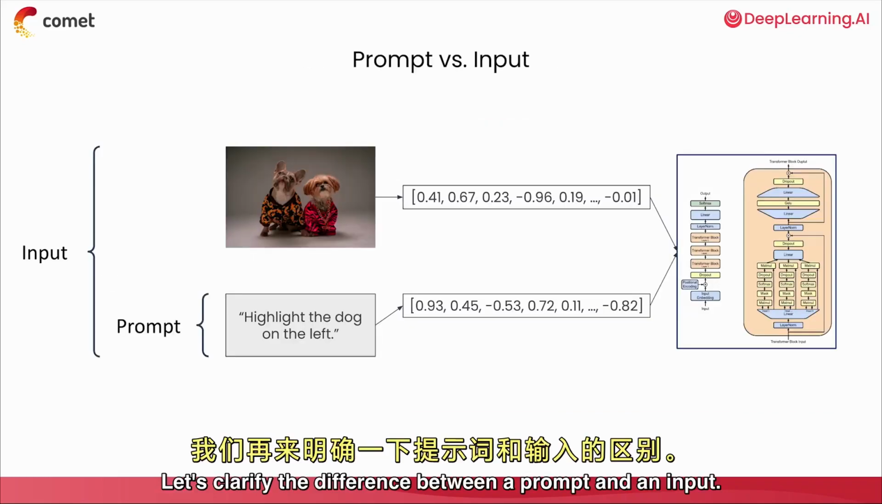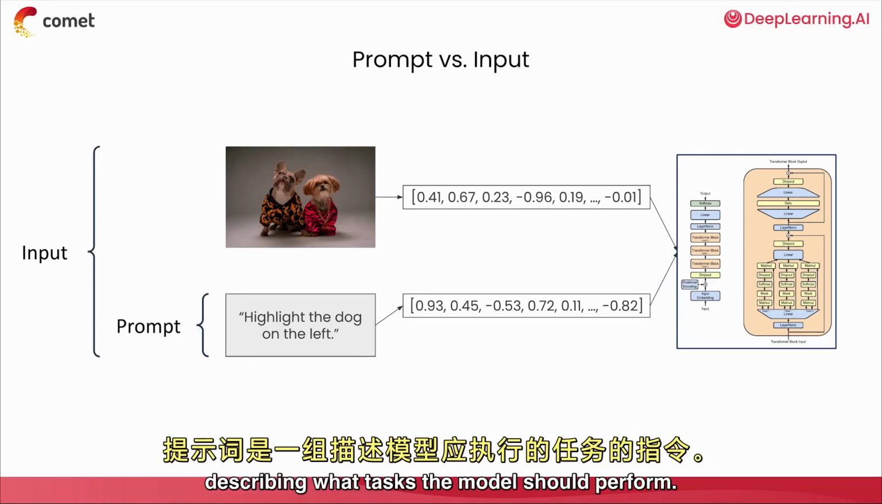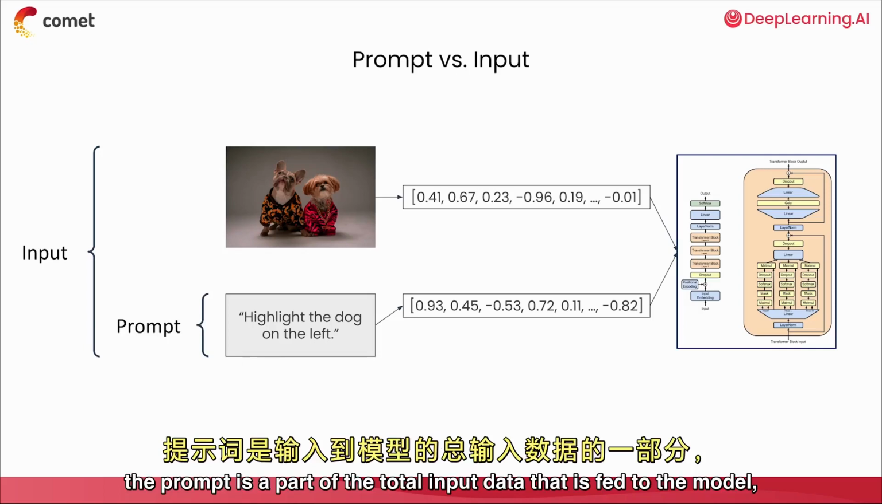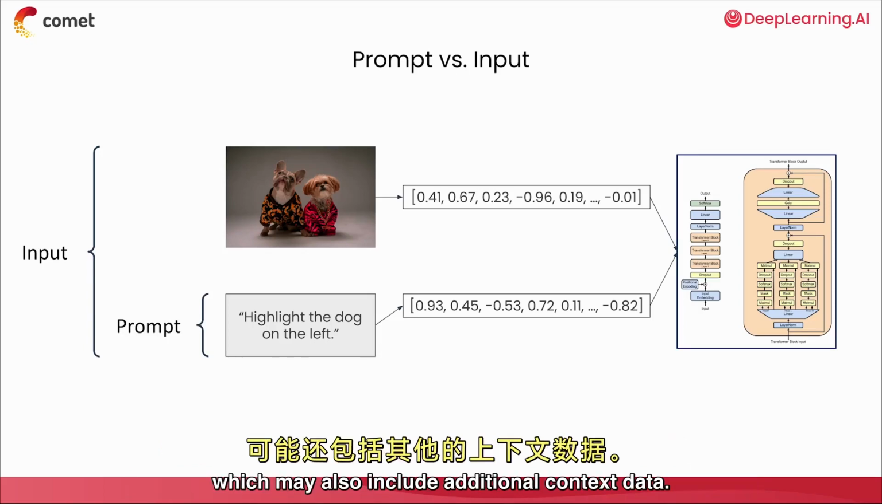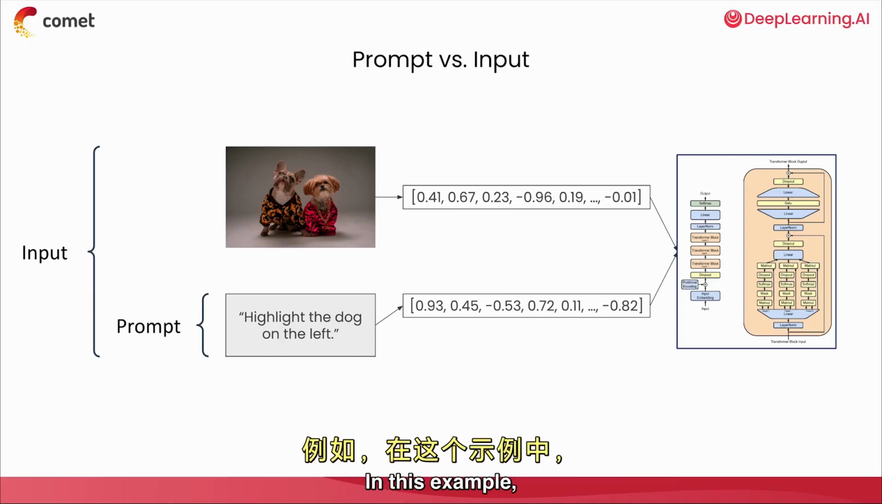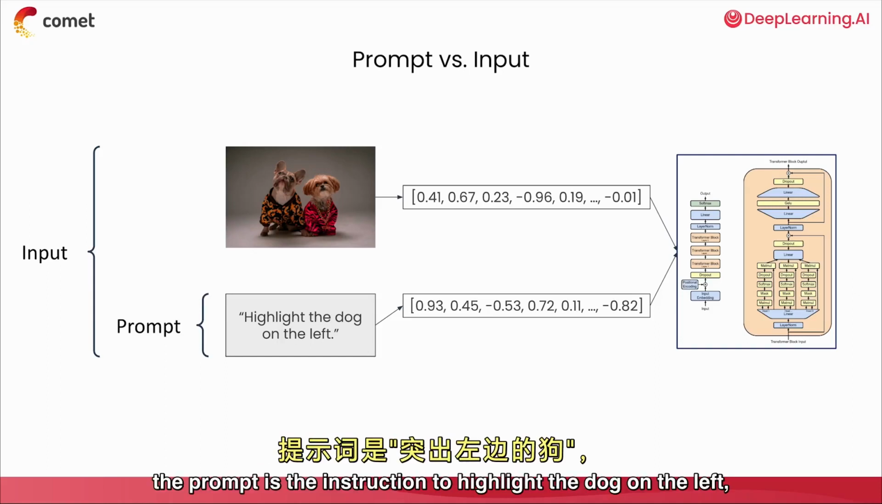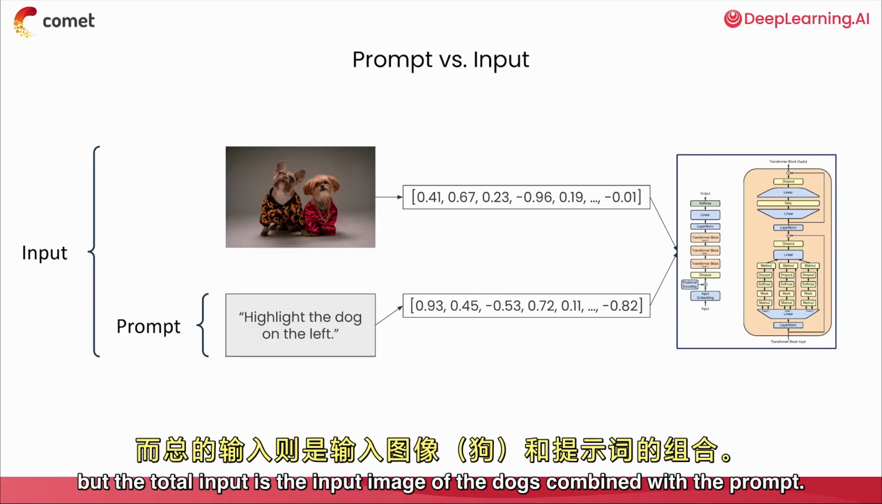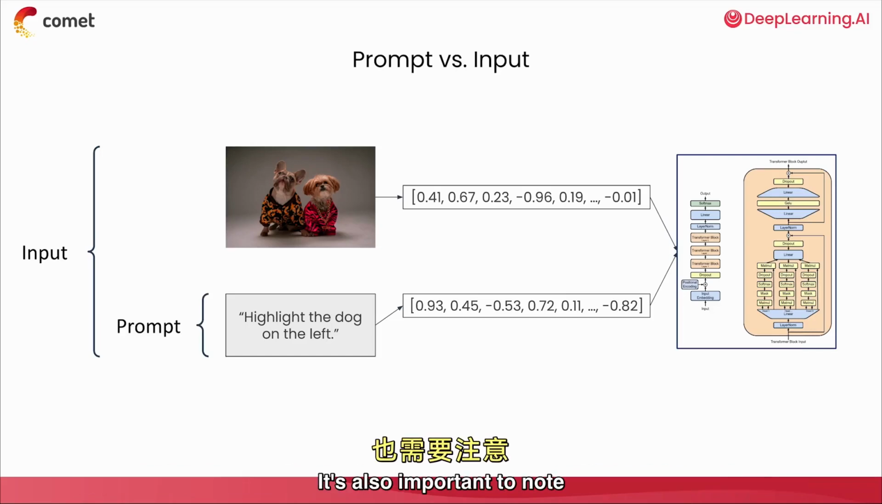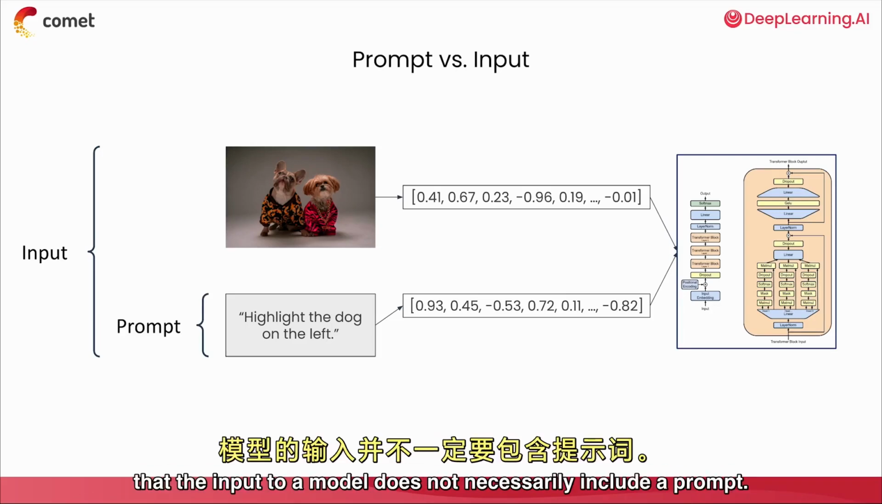Let's clarify the difference between a prompt and an input. A prompt is a set of instructions describing what tasks the model should perform. Therefore, the prompt is a part of the total input data that is fed to the model, which may also include additional context data. In this example, the prompt is the instruction to highlight the dog on the left, but the total input is the input image of the dogs combined with the prompt. It's also important to note that the input to a model does not necessarily include a prompt.